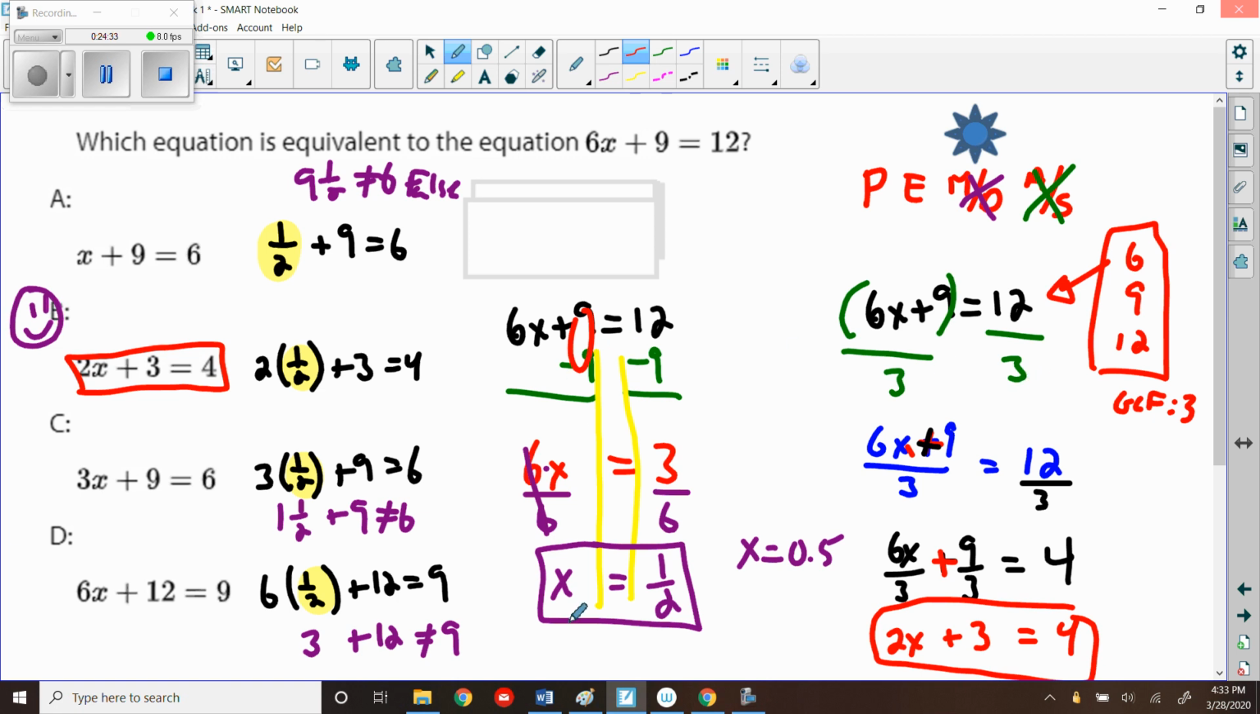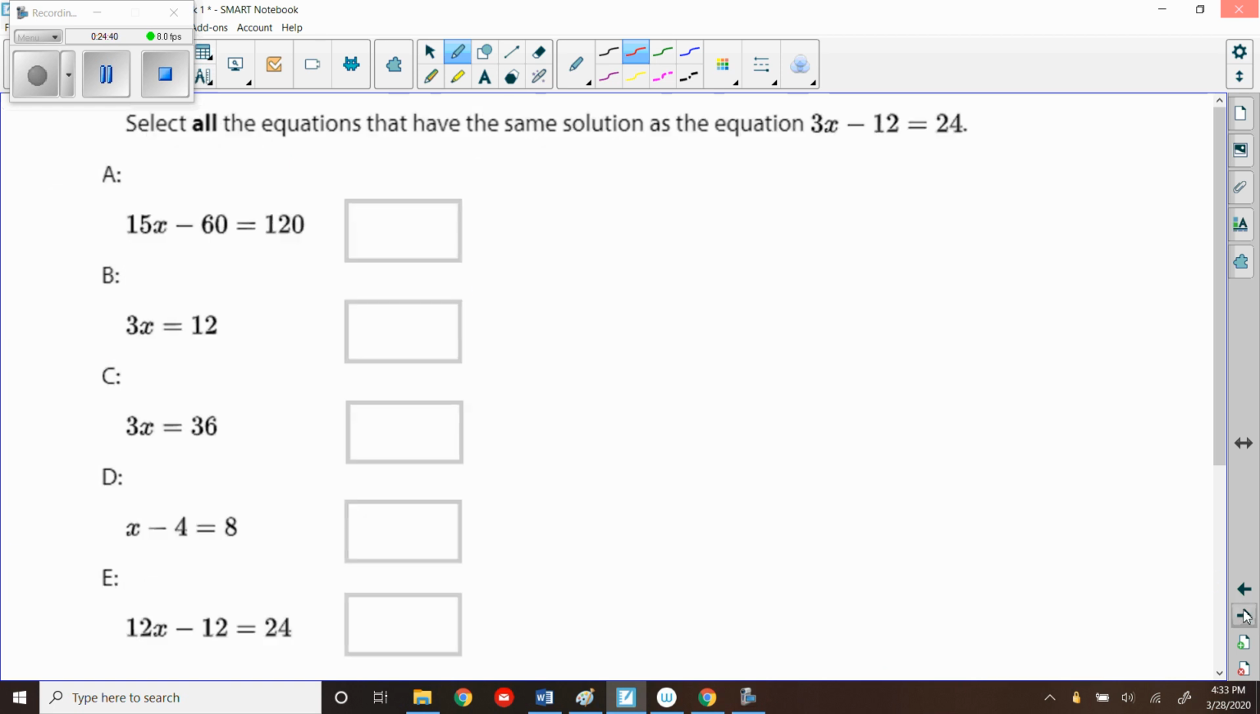This is more of a fallback measure. It takes more time, but it always works. So it's a good one to use. Your choice. Okay, select all the equations that have the same solution as this equation.